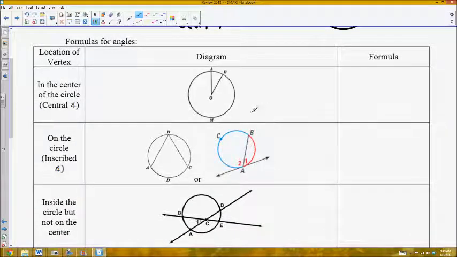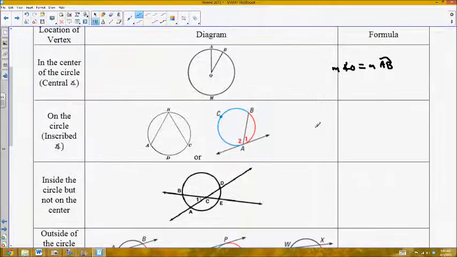So, center of the circle, central angles. Turns out central angles, like this angle O, the measure of angle O is exactly equal to the measure of its intercepted arc, AB. So that's very convenient. Whereas inscribed angles, or angles formed by chords and a tangent, where the vertex is on the circle, it's half. So if the vertex is at the center, it's exactly equal. If the vertex is on the circle, it is half.